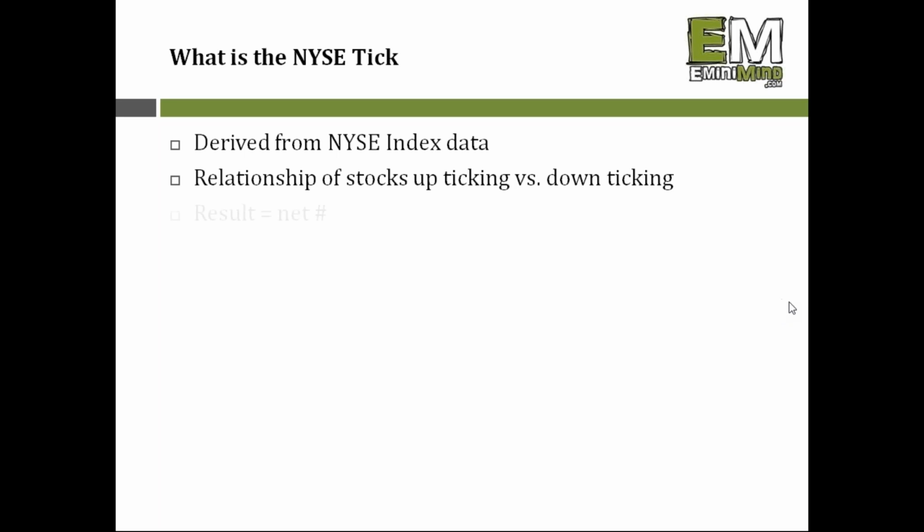So the NYSE tick is derived from the NYSE, New York Stock Exchange. The NASDAQ tick is derived from the NASDAQ price data. So of the two separate charts, NYSE tick and NASDAQ tick, you want to use the NYSE for the ES and the NASDAQ for the NQ. And that net number is really valuable, because that NYSE tick reading is going to give you a number anywhere from maybe plus 1,200 to minus 1,200 and anywhere in between.